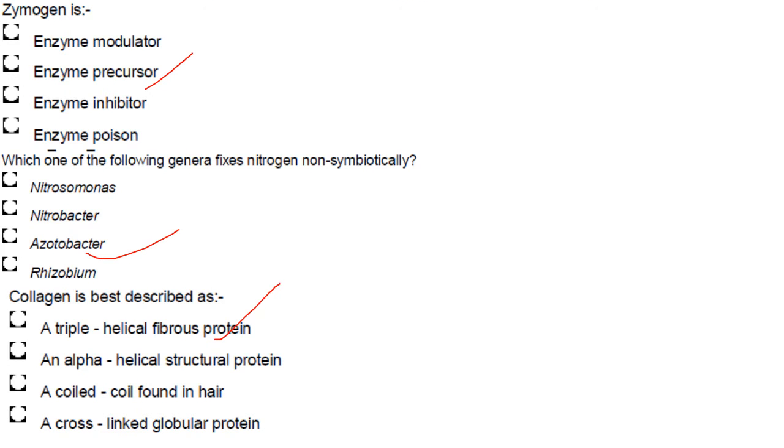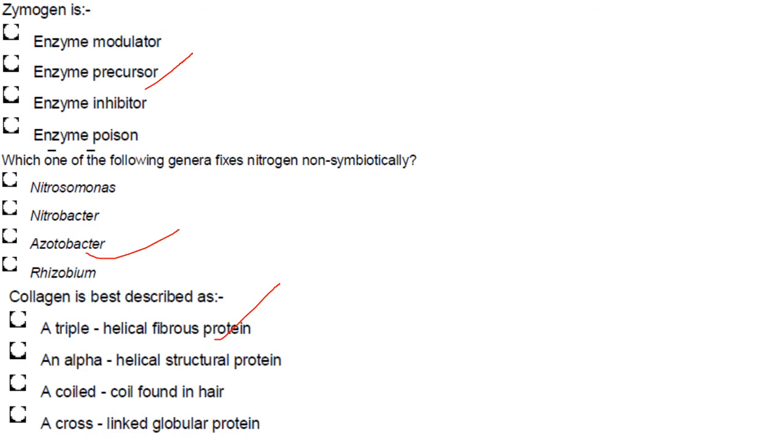Then zymogen is an enzyme precursor. Enzyme precursor or zymogen, also called as proenzyme, is an inactive precursor of an enzyme. It is an inactive precursor of an enzyme.